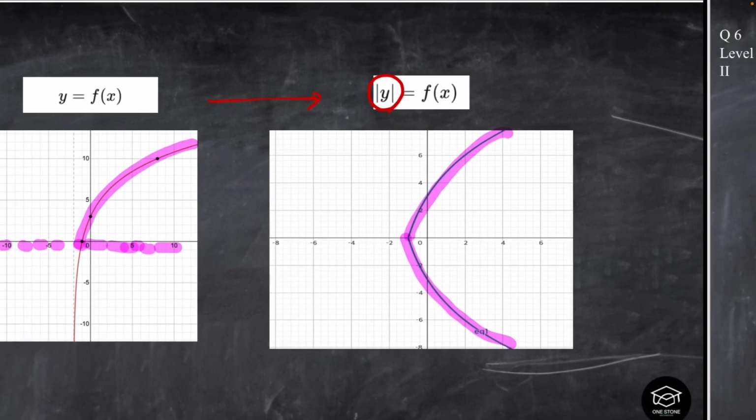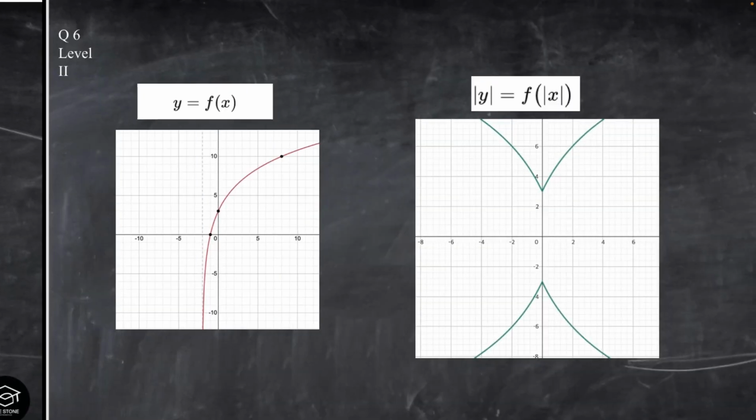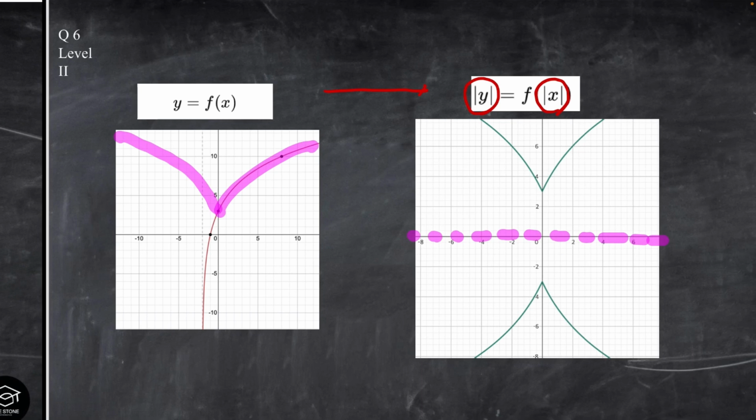Third transformation. The absolute value of y equals f of the absolute value of x. Here, we combine both transformations. Start with the graph of y equals f of the absolute value of x, the one with y-axis symmetry. Then apply the y absolute value rule: keep the top half of the graph, and reflect it across the x-axis. As a result, the graph in the first quadrant is reflected across the x-axis, the y-axis, and the origin.